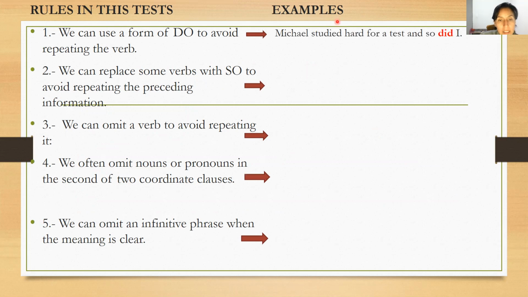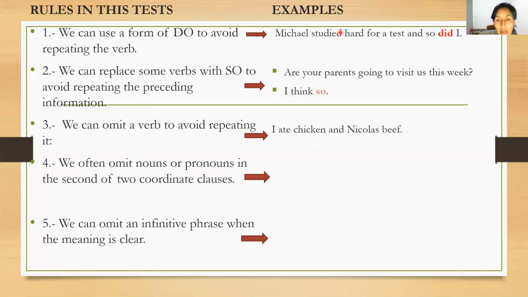First, Michael studied hard for a test, and so did I. I use the word did to avoid repeating the main verb in a coordinated clause. Next, are your parents going to visit us this week? I think so. The speaker used so to avoid repeating the same phrase from the first sentence. Another example, I ate chicken and Nicholas beef. The speaker deleted the unnecessary information in the second occurrence.